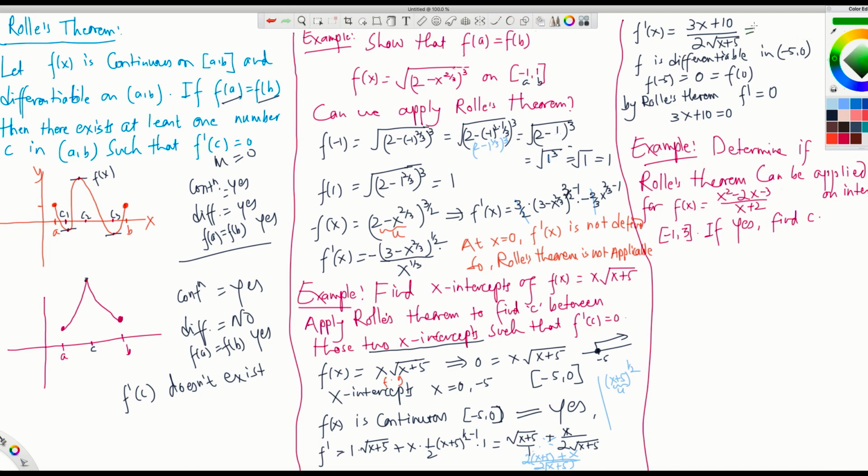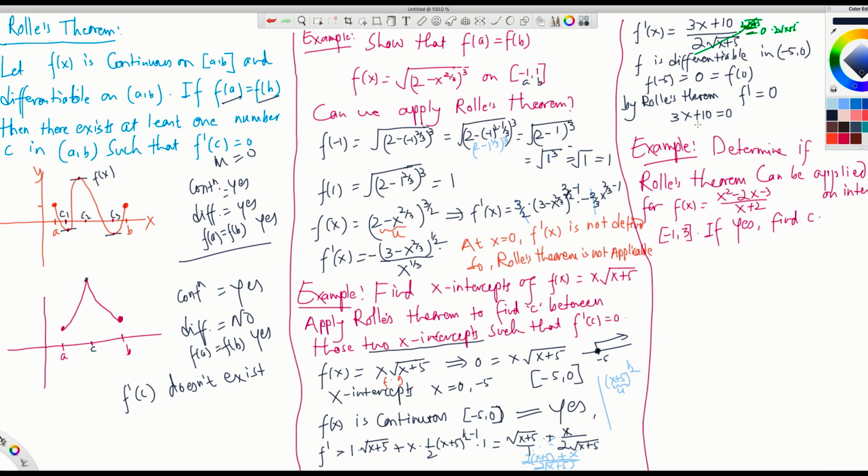If you set that thing equal to 0, then you multiply both sides by 2 root under x plus 5. That will cancel with the 2 root under x plus 5, so what you will get is 3x plus 10 equals 0. That's what I got here.